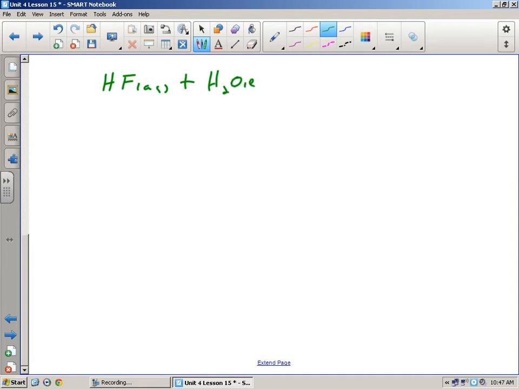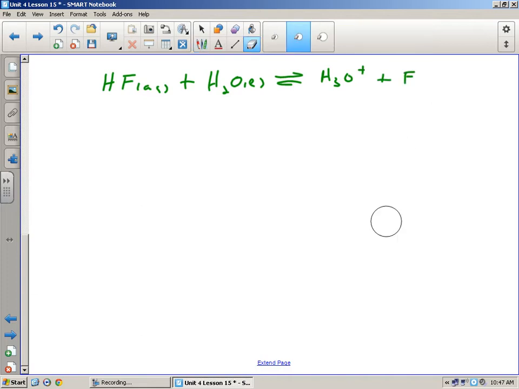In water, you would have H3O plus and F minus. Okay, so there is a buffer system. Basically, it's an acid and its conjugate base. All right, I'm going to cheat a little bit here because I already have the Ka value written down for this one somewhere here. There it is. Okay, so you could start with that.